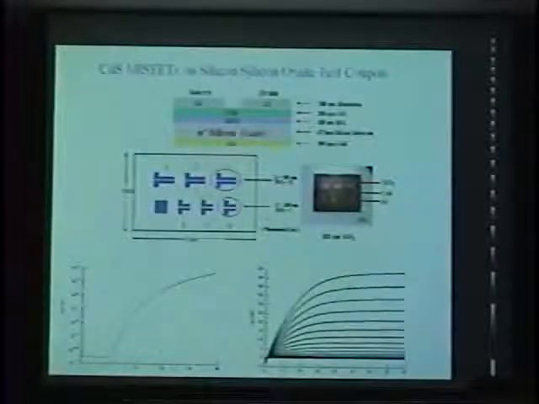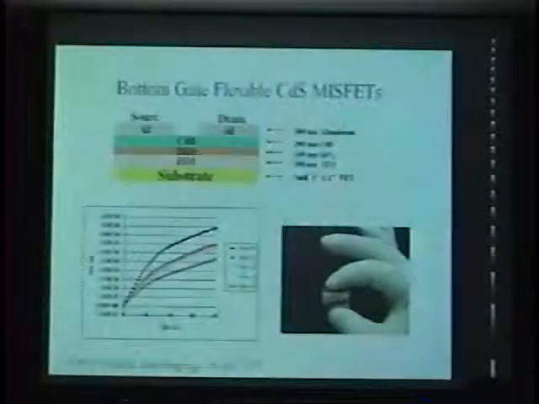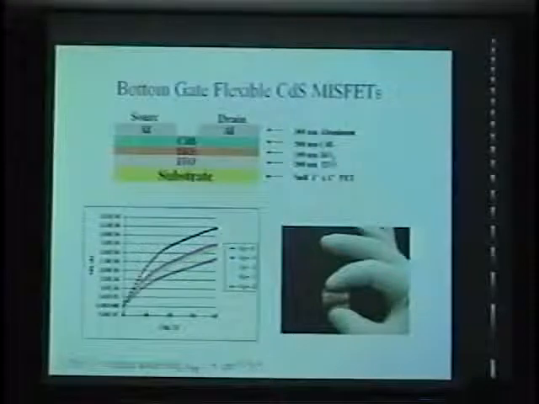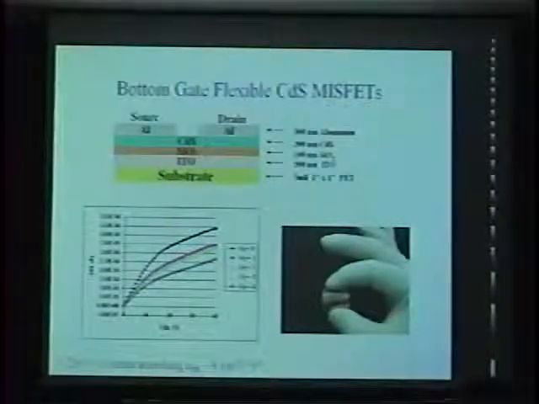So I will do some tweaking of the process, and we can get quite nice device performance. On-off ratio about 10 to the 6. The mobility usually is between 1 and 2 for this process. We also try to make it flexible. Okay, so what we got is we can get the field mobility around 8 from this CVD CdS film.